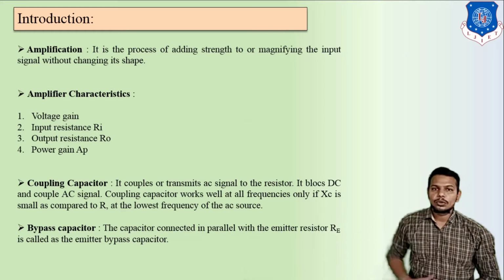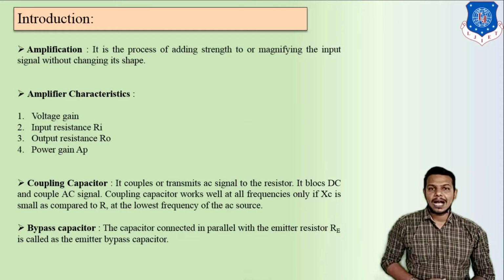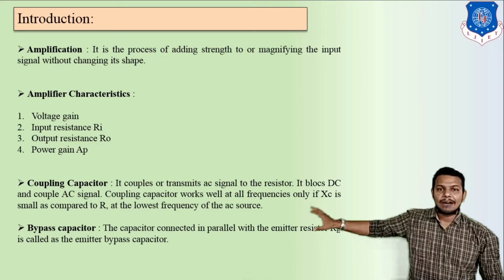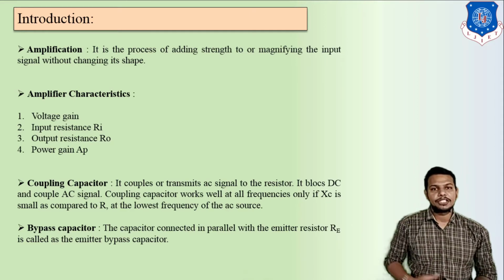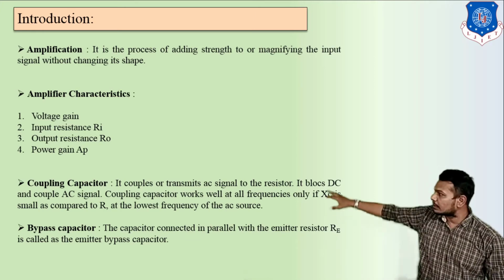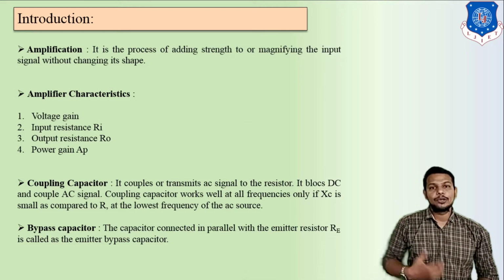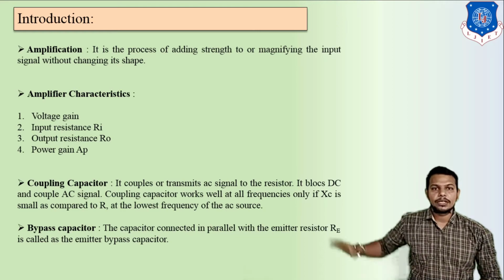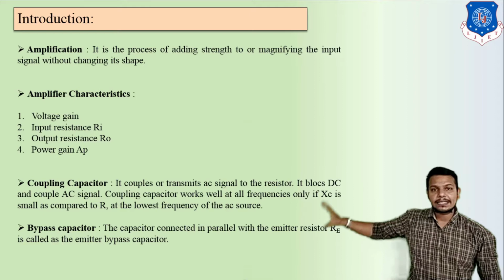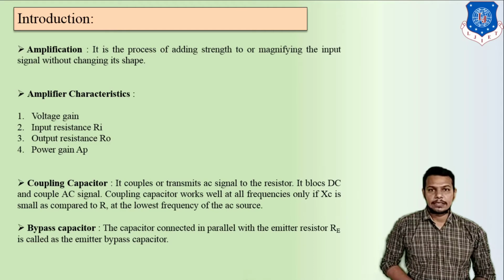Number two is input resistance Ri. Number three is output resistance Ro, and number four is power gain AP. Power gain means output power upon input power. Among these four, input resistance and output resistance we are going to measure at the input side and output side accordingly. If we set these characteristics for amplification, then you will get a pure amplified signal.